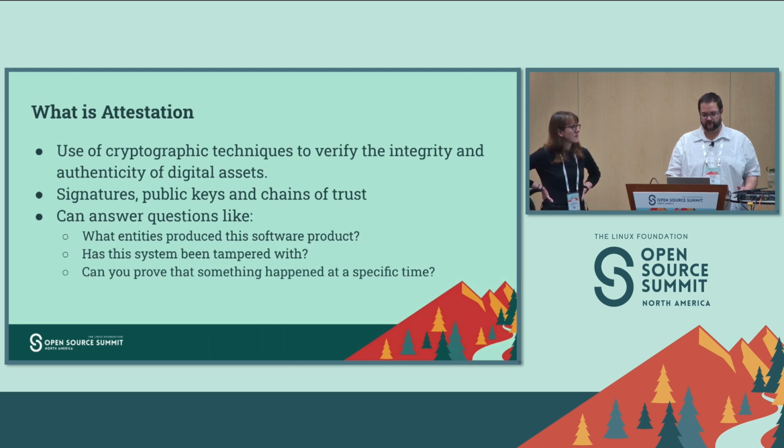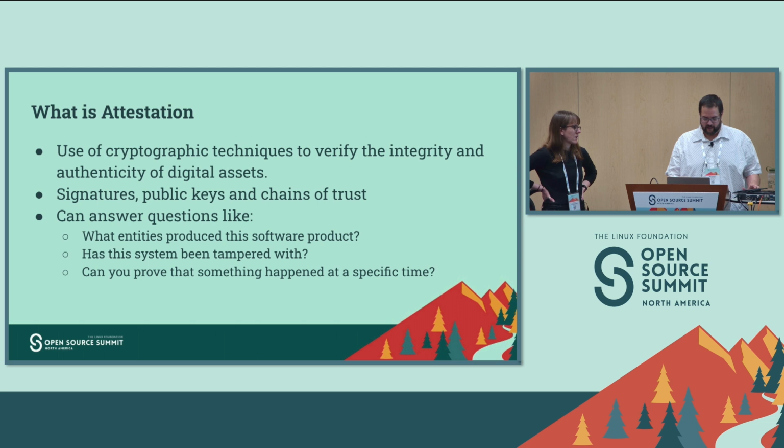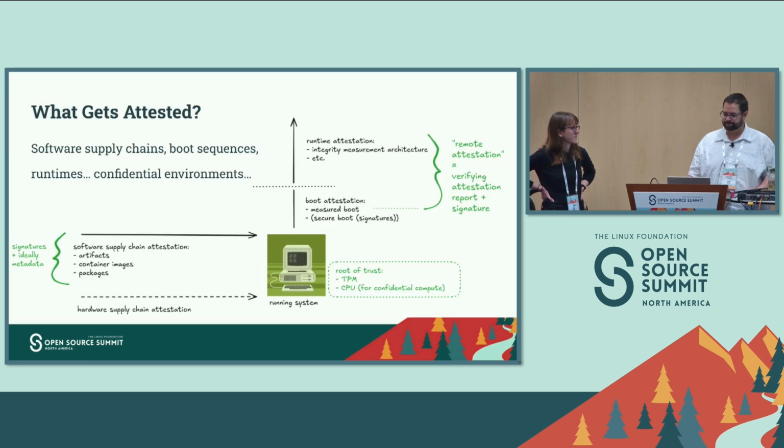So when we talk about attestation, simply put, it's the use of cryptographic techniques to verify the integrity and authenticity of digital assets. So this involves signatures, measurements, public keys, chains of trust, that kind of stuff. But essentially what we're trying to do is answer questions like, what entities produced this software product? Has the system been tampered with? Can we prove or make some guarantees that something happened at a specific time?